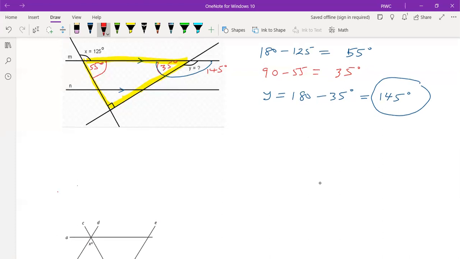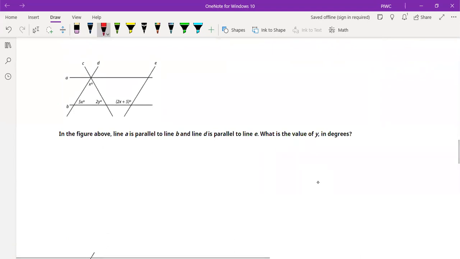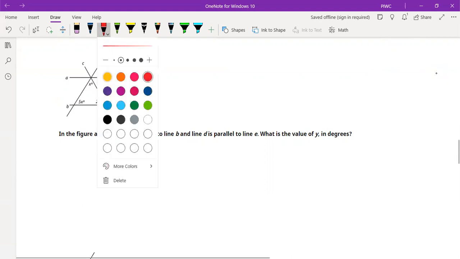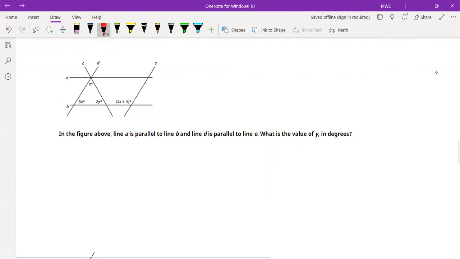Let's look at another question. So that's another complex one, but we can break it down into manageable parts. It says in the figure above, line A is parallel to line B. So let's annotate that. Line A is parallel to line B. There are two parallel lines, okay?